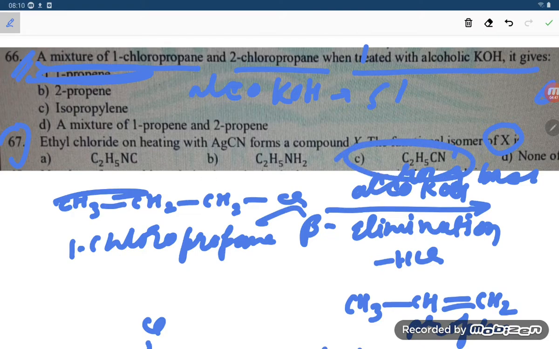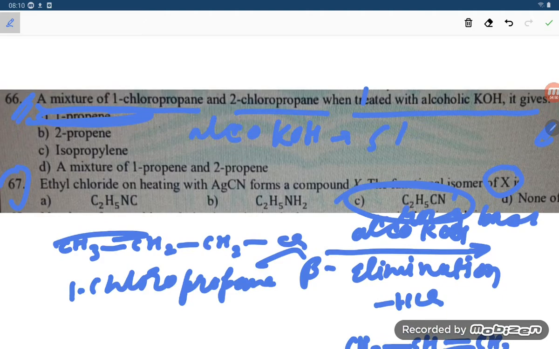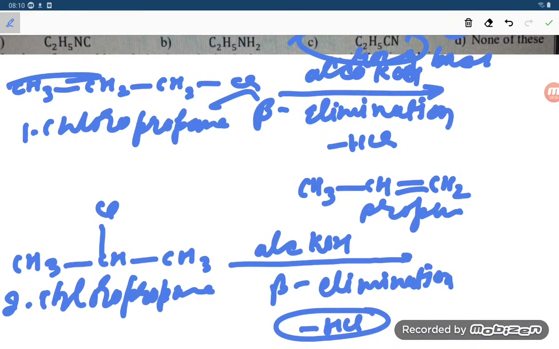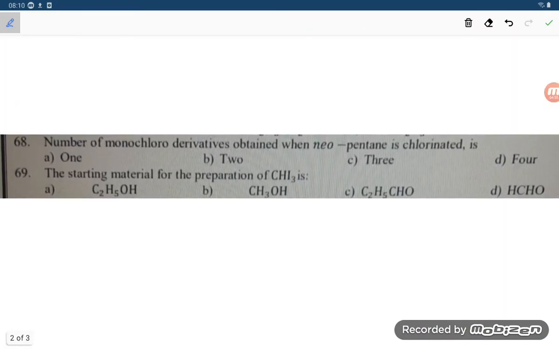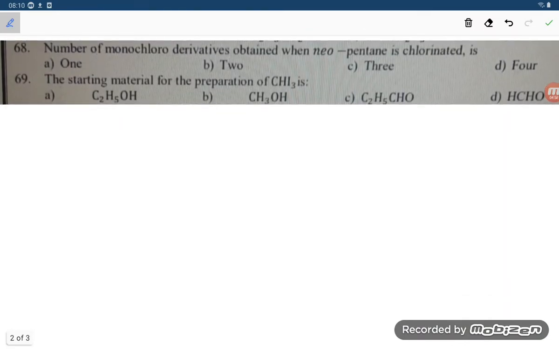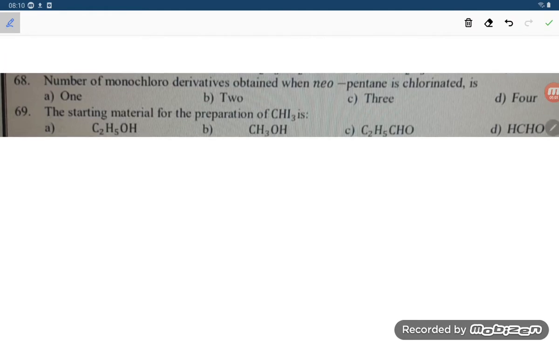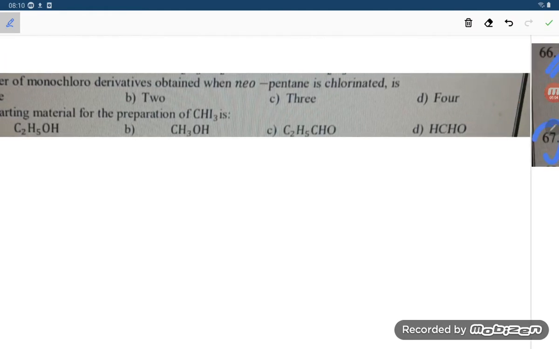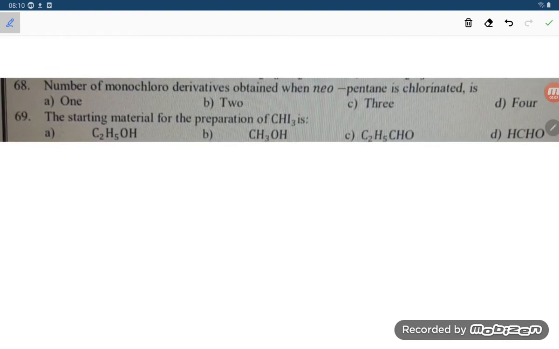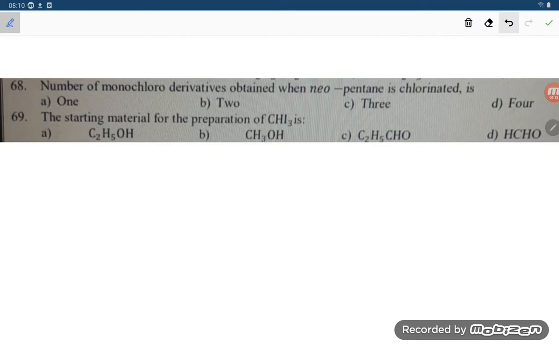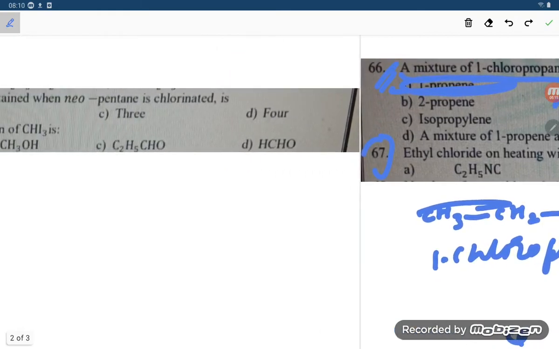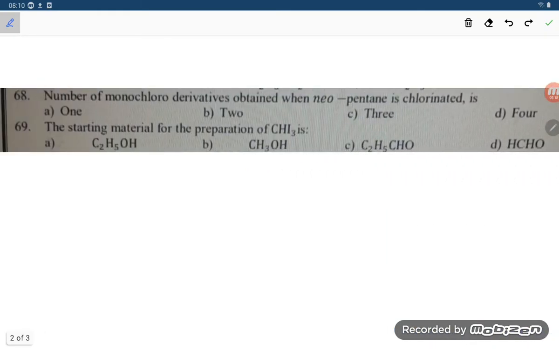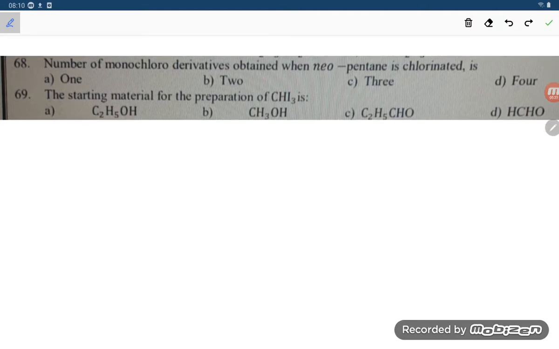Option C is the correct option, student. Now let us move to question number 68. If you see this problem, the number of monochlorinated derivatives obtained when neopentane is chlorinated, what could be our answer, students?